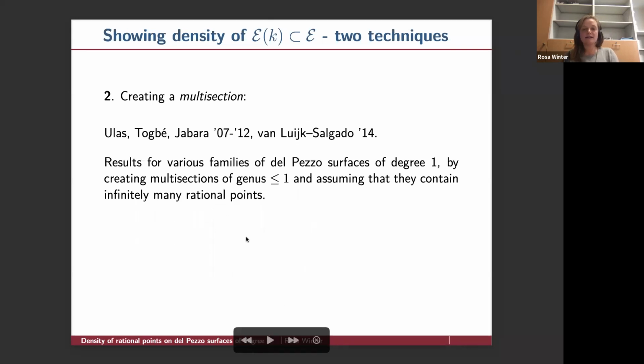This is the technique used by Ulas, Dogbeh, and Jabara in a series of papers, and by Van Luijk and Salgado. They have results for various families of Del Pezzo surfaces, and they show this by creating these multi-sections of low genus so that they can have infinitely many rational points. But very often they have to assume that this multi-section has infinitely many rational points. So that is sometimes a big assumption. We don't know if that's also necessary. But that is the multi-section approach.